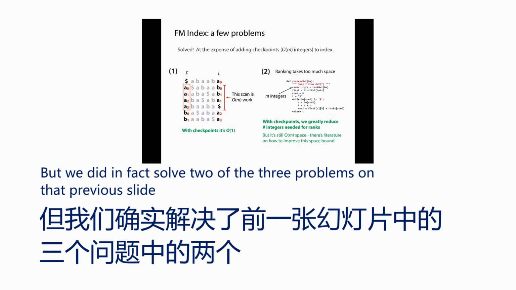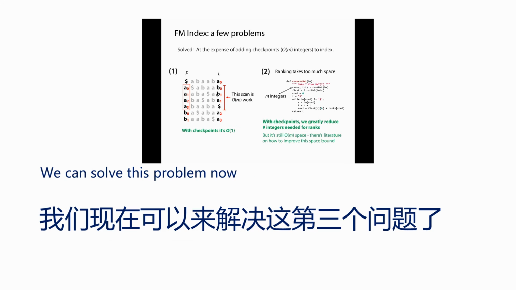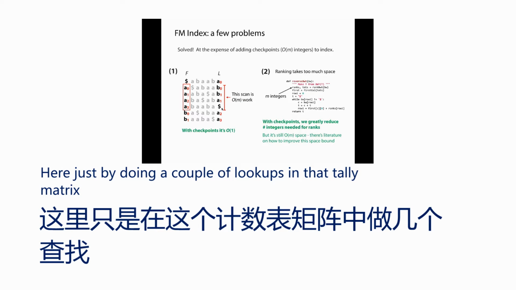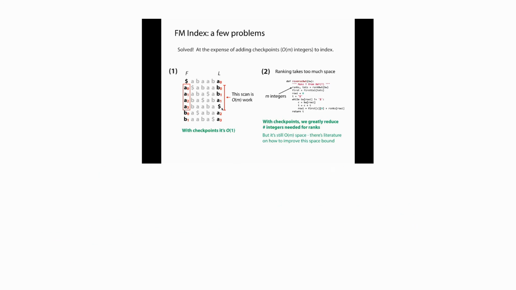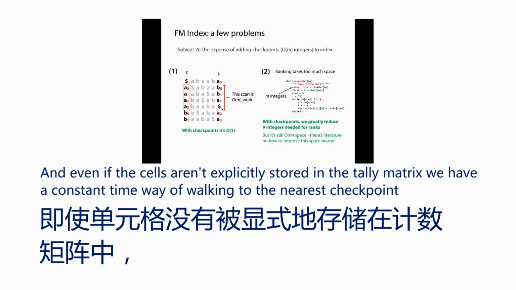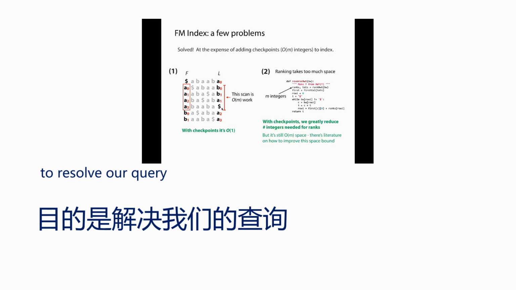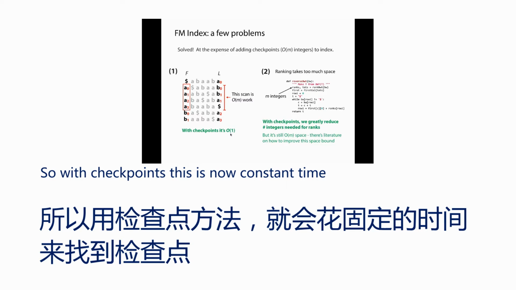But we did, in fact, solve 2 of the 3 problems on that previous slide. We can solve this problem now. We can now figure out how many bees and which bees, in other words, which ranks do they have, here, just by doing a couple of lookups in that tally matrix. And even if the cells aren't explicitly stored in the tally matrix, we have a constant time way of walking to the nearest checkpoint to resolve our query. So with checkpoints, this is now constant time.